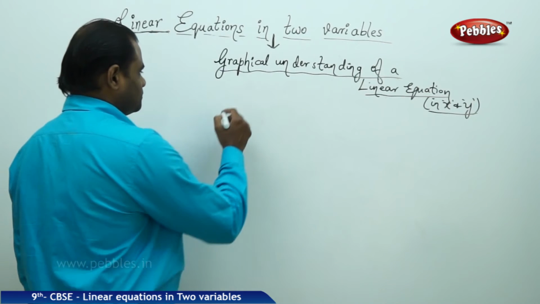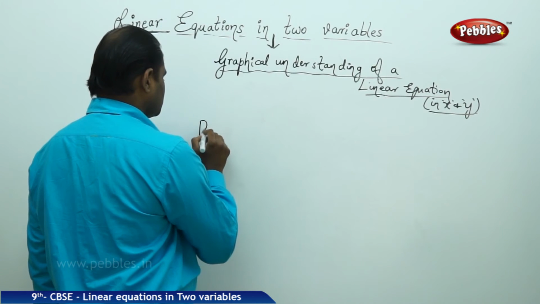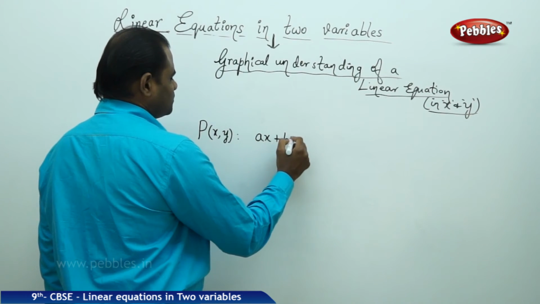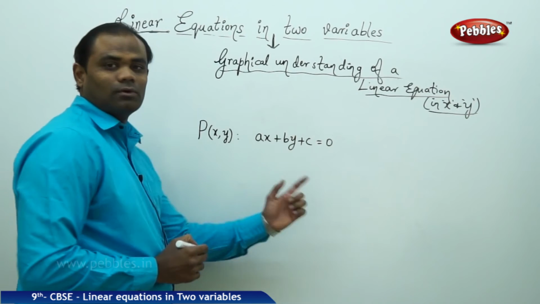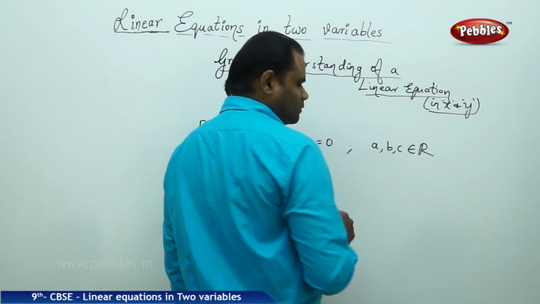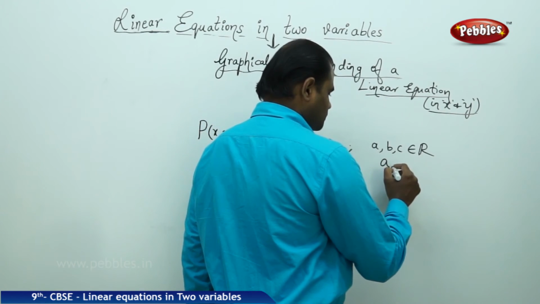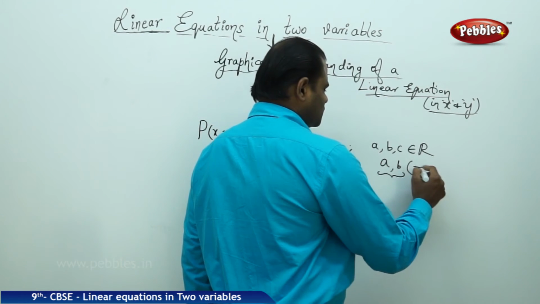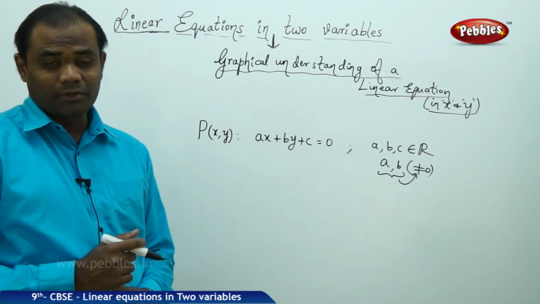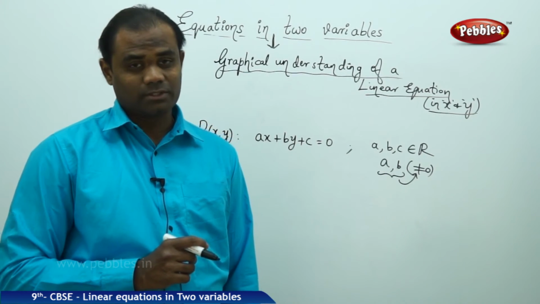For example, I take the general linear equation P(x, y) denoted by ax plus by plus c equal to 0, with the condition that a, b, c, the coefficients, are all real numbers, and a and b are both not equal to 0. That is how we define the linear equation in general form. So how does it look in the graph is the biggest question.